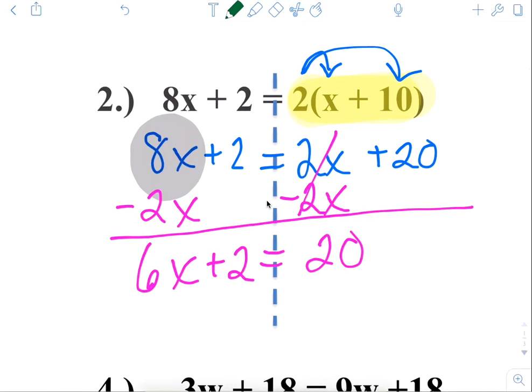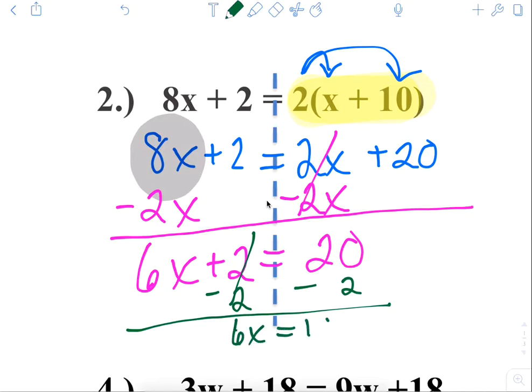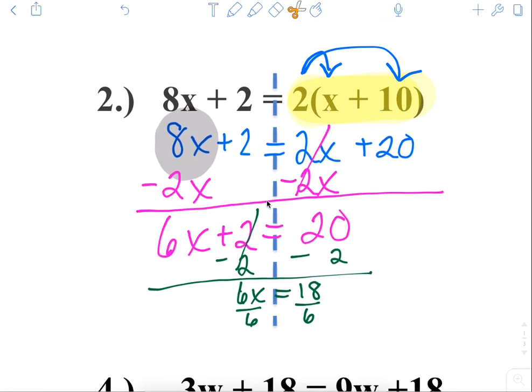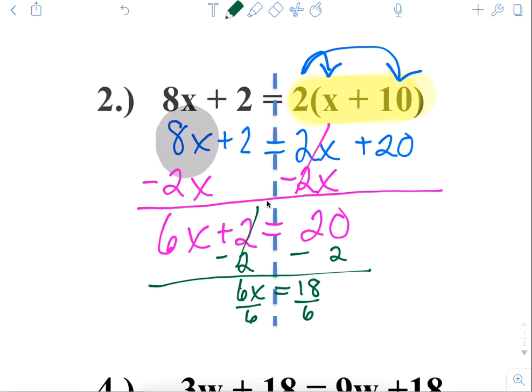Number 2, we distributed. That's the simplify. We brought all our variables to one side. That was canceling out 2x. Now we're going to finish it. We're going to cancel off the loner. That's the 2. So minus 2 from both sides. 2's are going to cancel. We have 6x equals 18. One more step. We're going to cancel out that 6 by doing divide by 6 on both sides. And unfortunately, I ran out of space. So we're going to squeeze in our answer. 6's cancel. I have 1x equals 3. And that is my final answer.